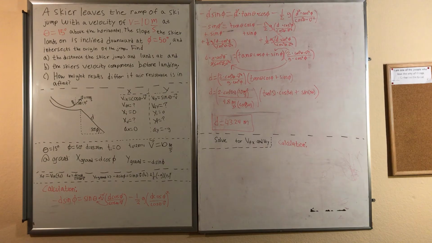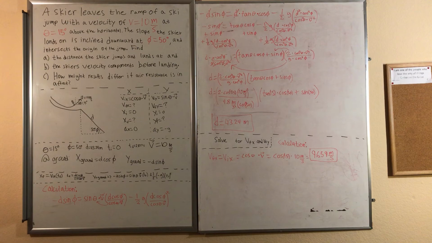So it's time to calculate. For the velocity final x, we have a written equation of velocity final x equals velocity initial x. So plugging in, velocity final x equals cosine theta times velocity, which equals cosine of 15 times 10 meters per second, and we get 9.8 meters per second as the velocity final x.